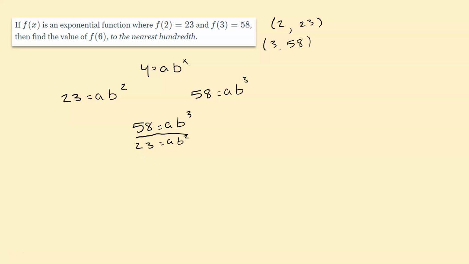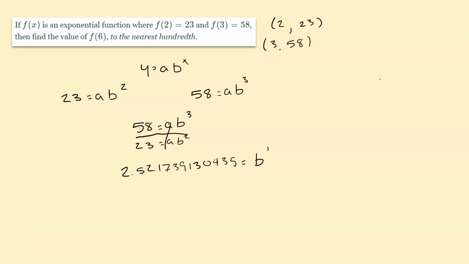58 divided by 23 is 2.521739130435. The a values cancel each other out, and then the b values, this becomes just b to the first power. Remember, we subtract the exponents. b to the third over b squared is b to the first power. So from this, we are able to find our b value.